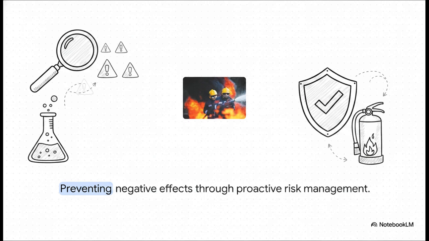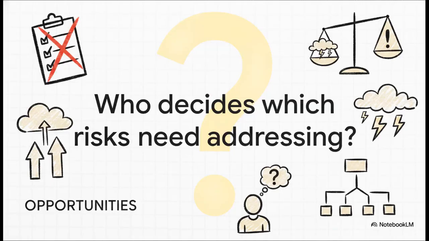They've got to proactively identify potential vulnerabilities, assess the probability of failure, and put robust measures in place to prevent those negative effects before a metaphorical fire ever even starts. It is a huge shift from a reactive mindset to a fiercely proactive one. But all this newfound flexibility raises a really important question.